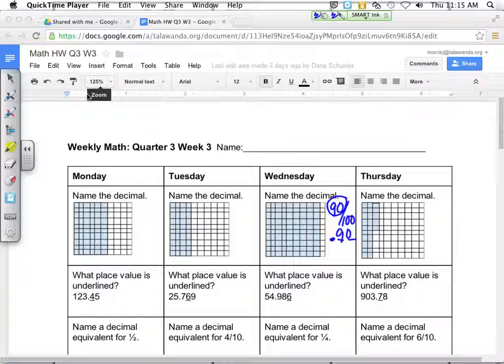The next question says, what place value is underlined? Well, you can see we go 3 places past the decimal. If you look past the decimal on the right-hand side, 1, 2, 3 takes us to the thousandths place. So what place value is underlined? The thousandths.